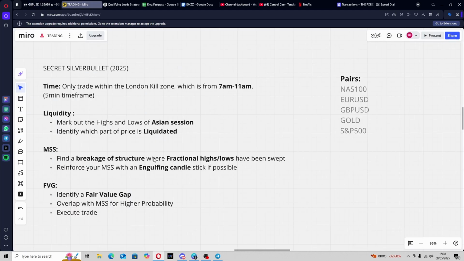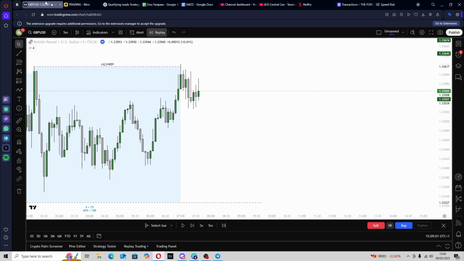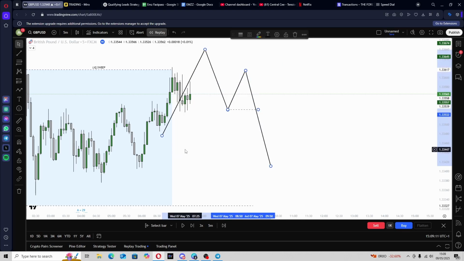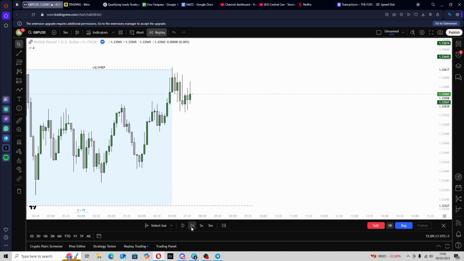As you can see right here, all we're looking for next is to find a break of structure where fractal highs or lows have completely been swept. In this case, it's the fractal lows, and then we need to reinforce our market structure shift with an engulfing candlestick. So what we're looking for now is a market structure shift, which is a movement in price where it goes like this and breaks on itself and gives us that sweet point of break of structure, which is right there. That's the type of action that we're looking for.